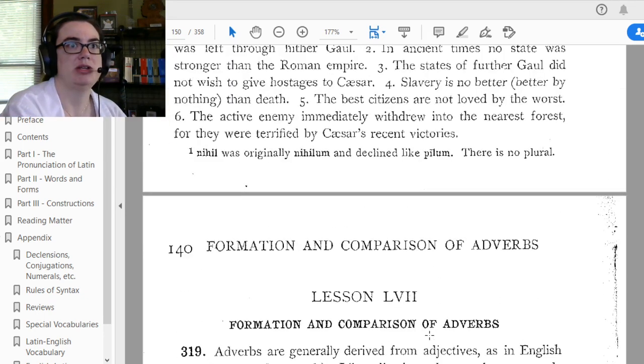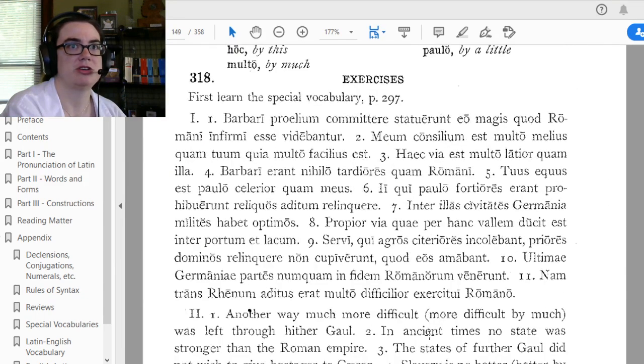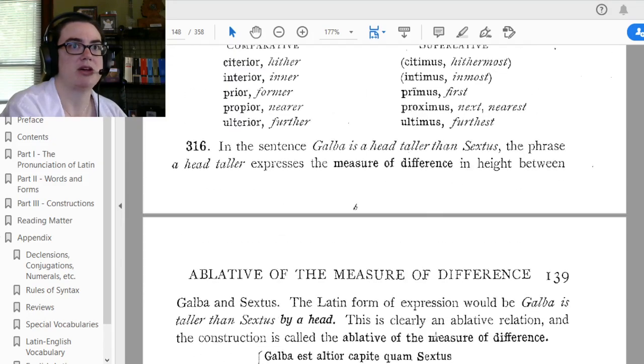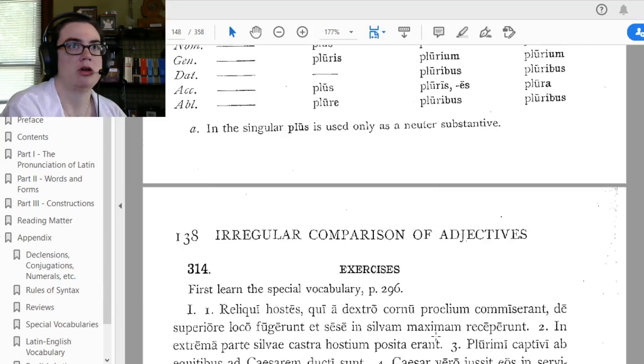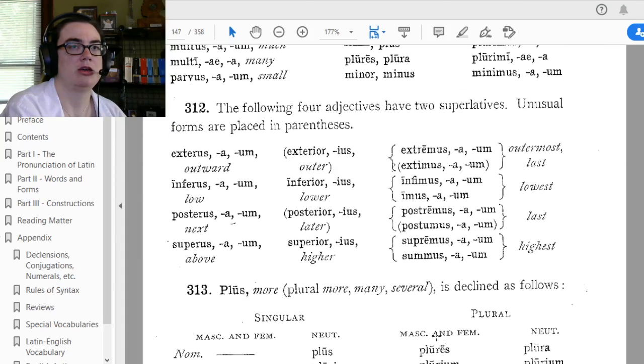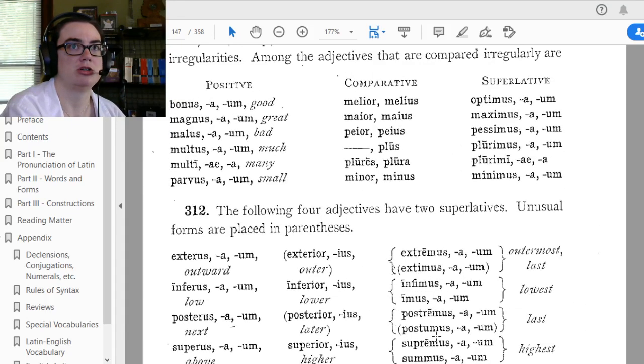So last time we did comparison of adjectives. We learned about the positive degree, when something is tall. The comparative degree, where something is taller than something else. And then the superlative degree, where something is tallest, the most tall. These are some of the irregulars. I just scrolled up to give you a reminder.